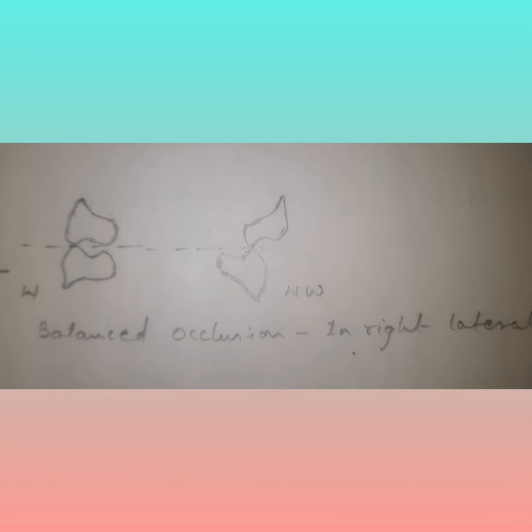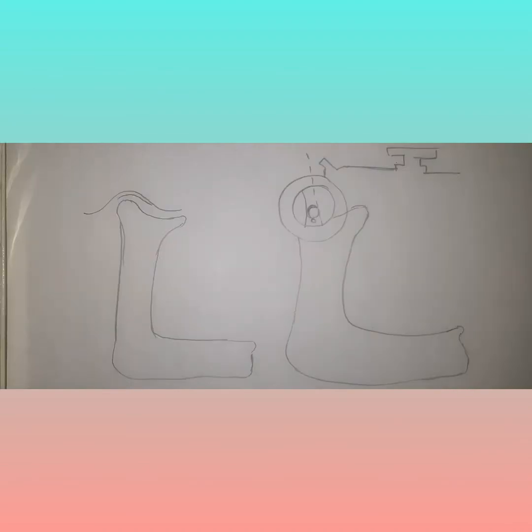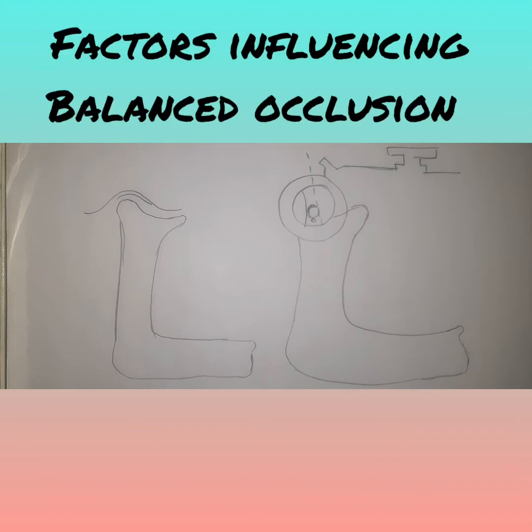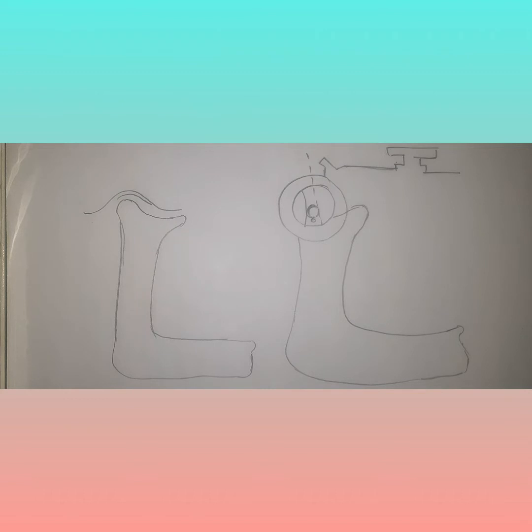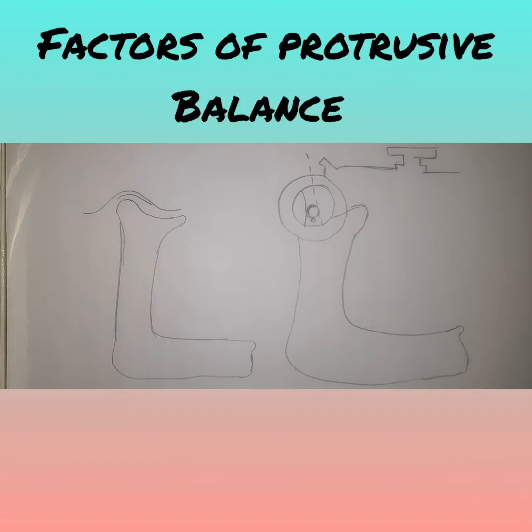Now what are the factors which affect or help in achieving the balanced occlusion? First, the factors of protrusive balance. One is the inclination of the condylar path. Second, the angle of incisal guidance chosen for the patient. Third is the inclination of the plane of occlusion. Fourth is the compensating curves chosen for orientation with the condylar path. And fifth is the cuspal height and inclination of the posterior teeth. Now, let us see each of these factors one by one.